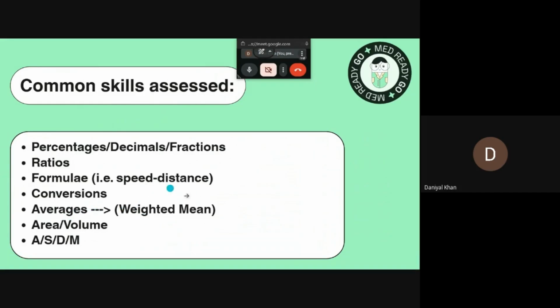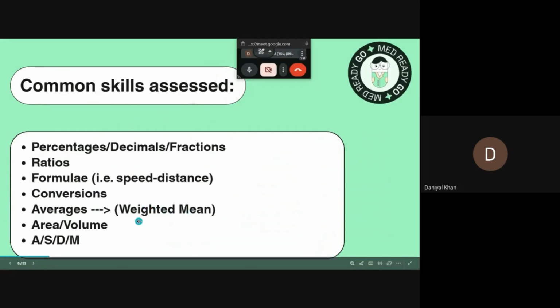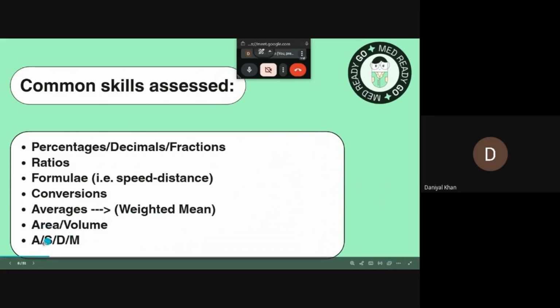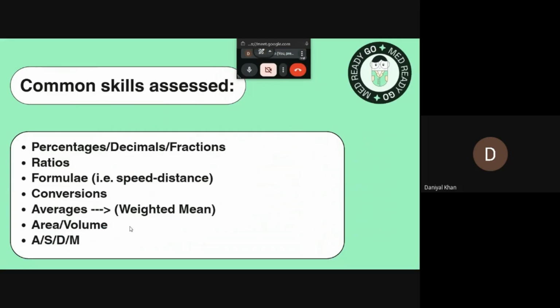This is a new one though, so weighted mean, and I will be talking about that more later on. But essentially, you just have to times your value by this weight and do the mean exactly the same. So that's just the one new thing about the UCAT. Then you have area, volume, and then addition, subtraction, division, and multiplication. So really just really simple math skills. So it's nothing too complicated.